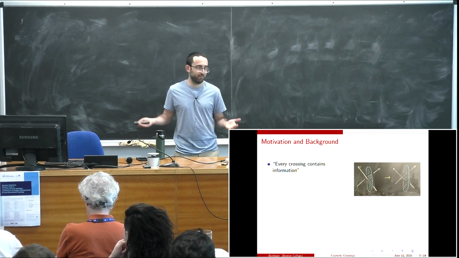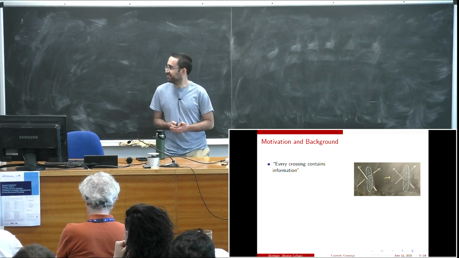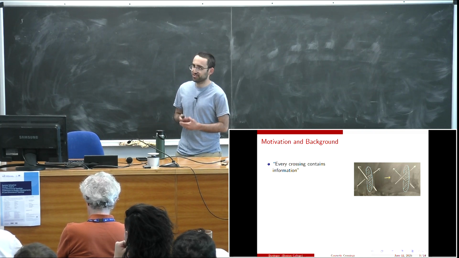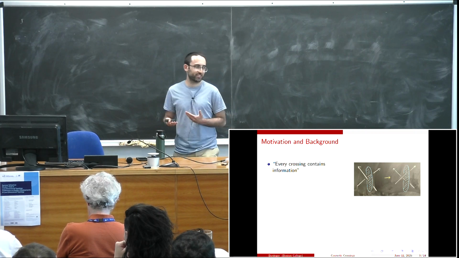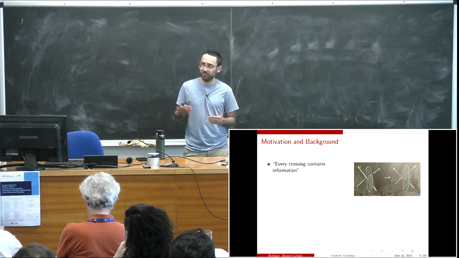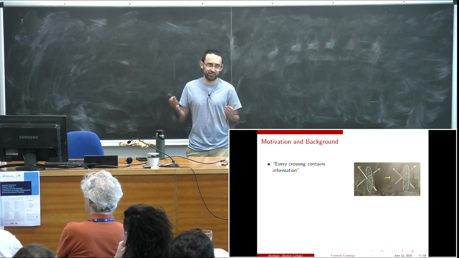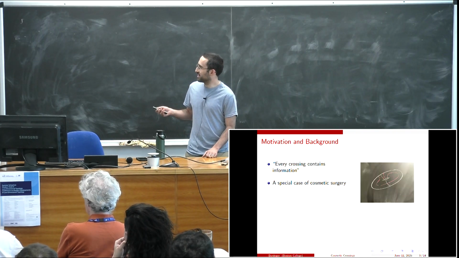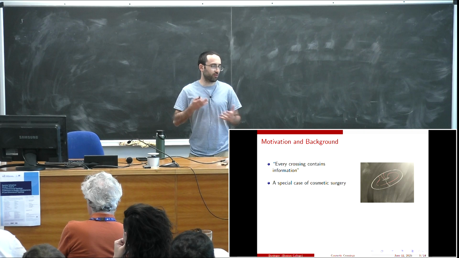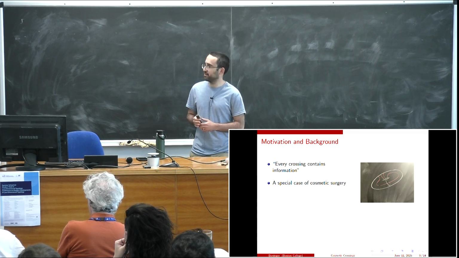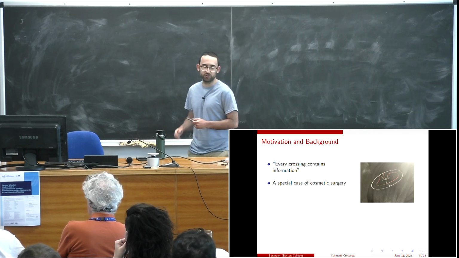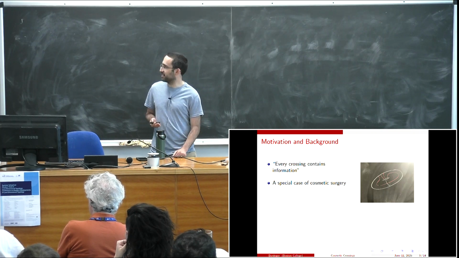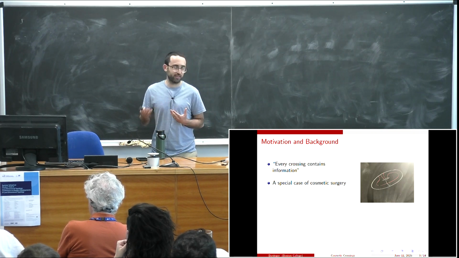Just a bit of motivation and background. Well, first of all, I think it's fun. That's my personal motivation. But I also think it's a nice idea that every crossing in a knot diagram, unless it's trivial, contains some essential topological information. And again, if you want to think about it more in the context of 3-manifolds, we can think about this also as a special case of the cosmetic surgery conjecture, since it really is just a bit more general, looking at a knot complement and a plus or minus 1 surgery.